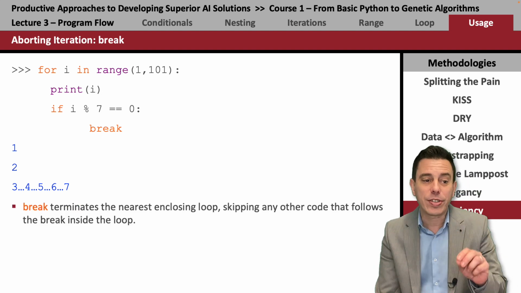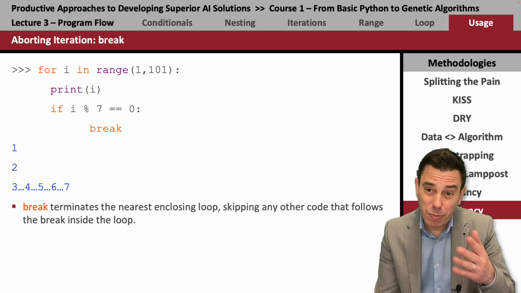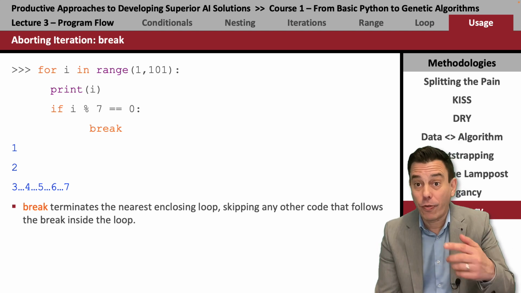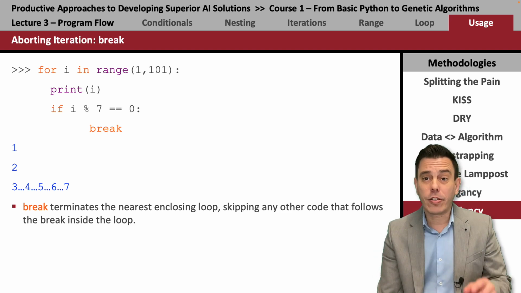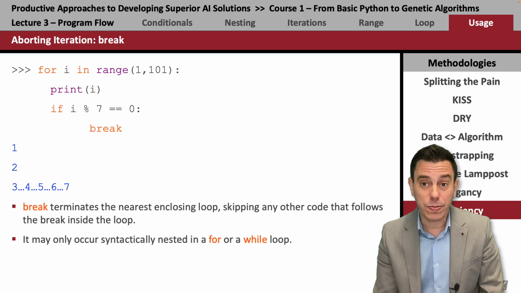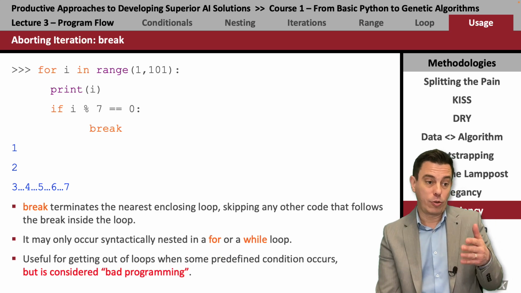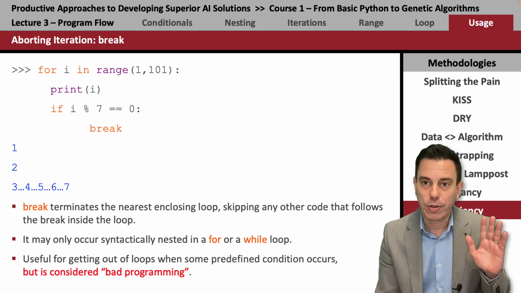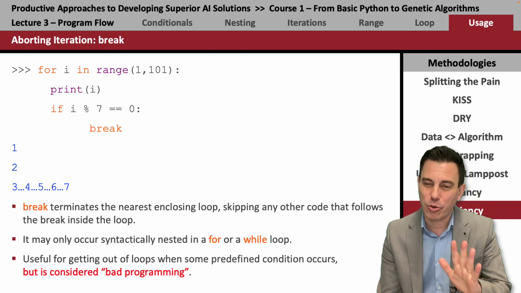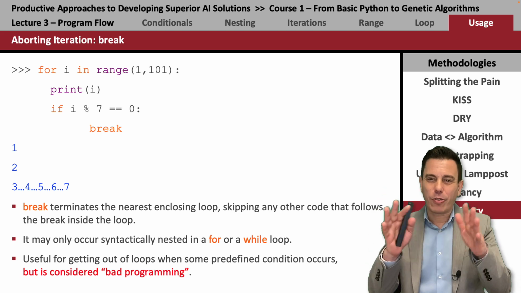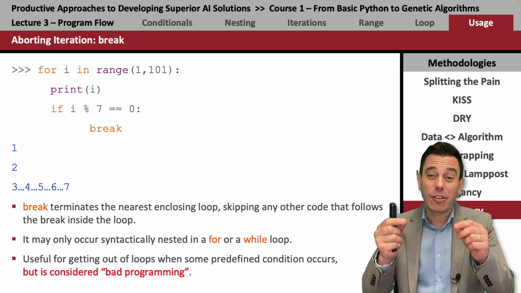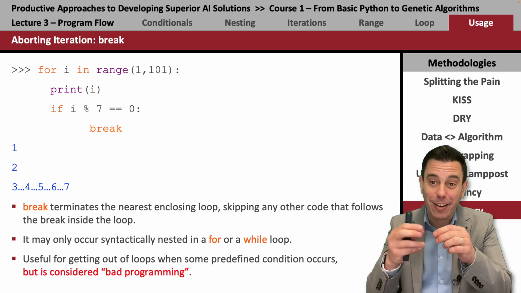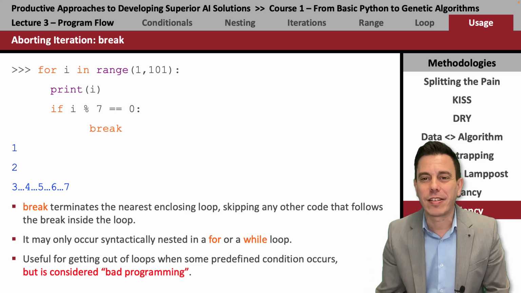It terminates the nearest enclosing loop, skipping any other code that follows the break inside the loop, and of course the following iterations. It can occur in both for and while loops. It is useful when you need, at some predefined condition, to get out of your loop, but it is considered bad programming. You better put whatever condition you have inside the conditional of the for command line or the while command line, and not buried inside the scope.